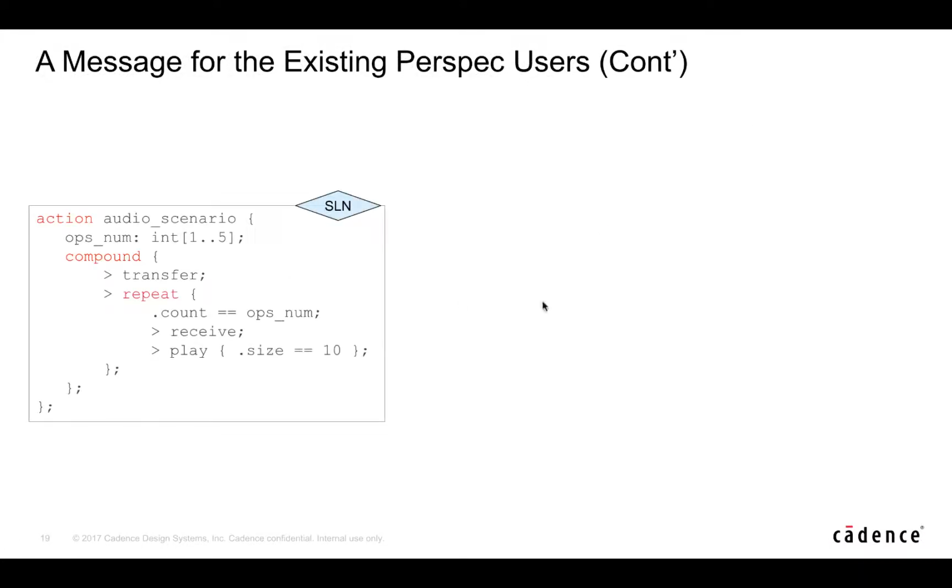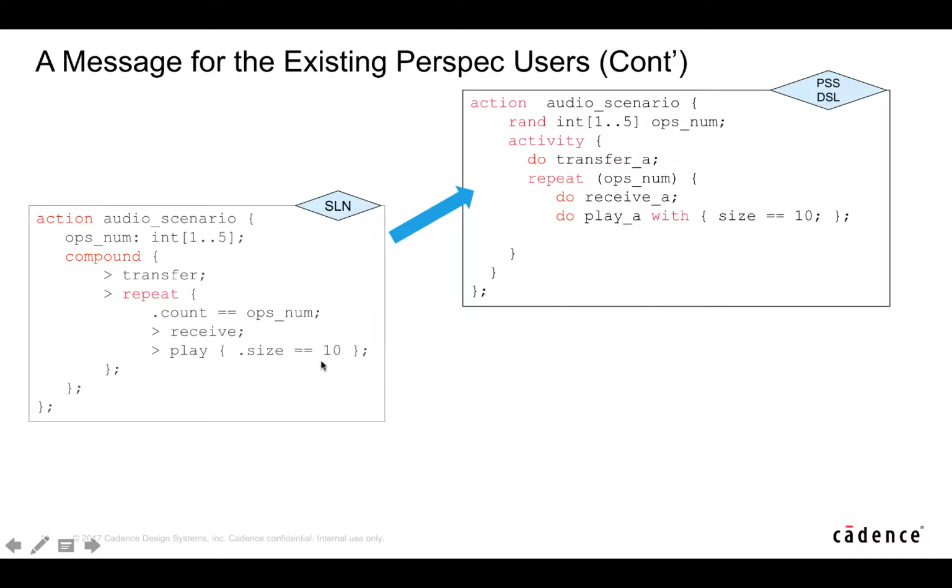Let's talk about the activities. Here's the audio scenario, randomizing some attribute between 1 to 5. The activity is transfer, and repeatedly ops number of times, do receive and play with some constraint. This is how it's going to look with the PSS domain specific language. Action audio scenario, ops num 1 to 5, activity, do transfer, and repeatedly do receive and do play with constraint.